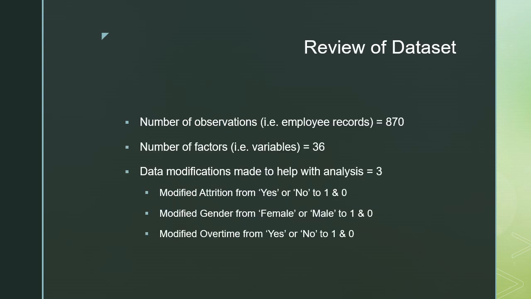So just a review of the data set. There were 870 observations or employee records, and within this data set, there were also 36 factors. We did make three modifications to help with the analysis. First, we modified attrition, since it was yes or no, to 1 or 0. Then we did that to gender, since it was also female or male, as well as modified overtime, since it was either yes or no.